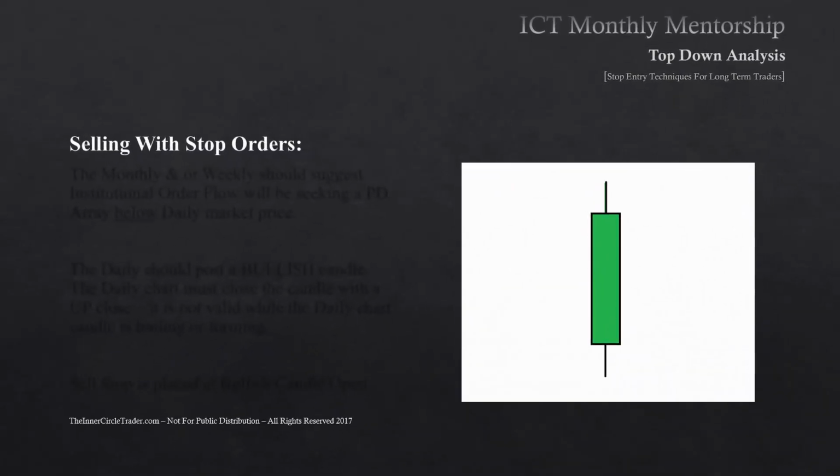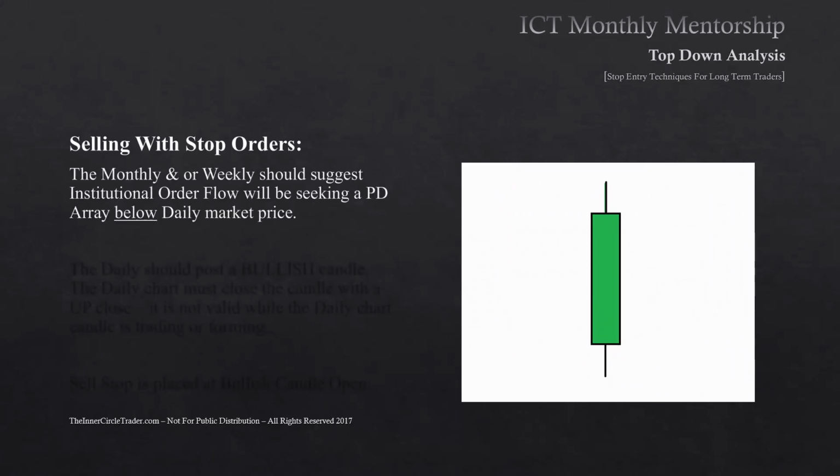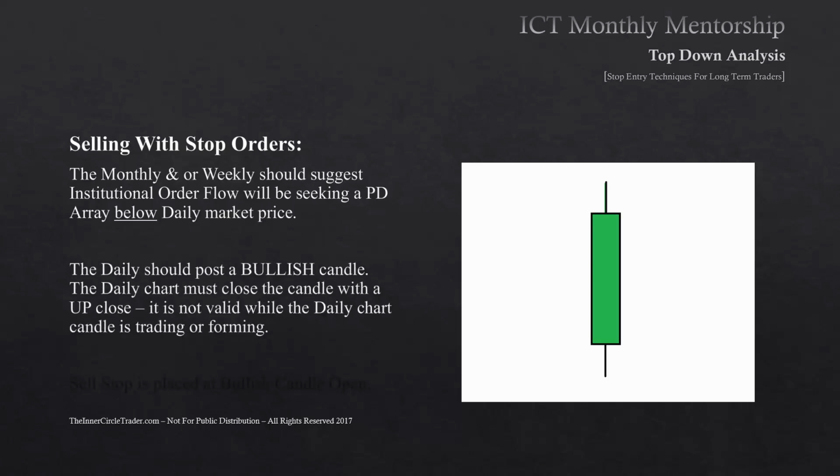Okay, selling with stop orders. The monthly and/or weekly should suggest institutional order flow will be seeking a PD array below daily market price. The daily should post a bullish candle. The daily chart must close the candle with an up close, and it is not valid while the daily chart candle is trading and/or forming. The sell stop is placed at the bullish candle's open.